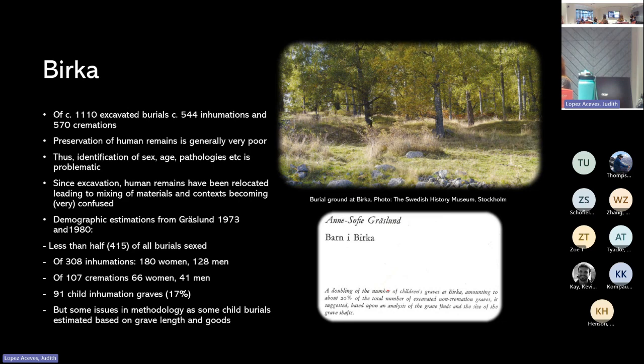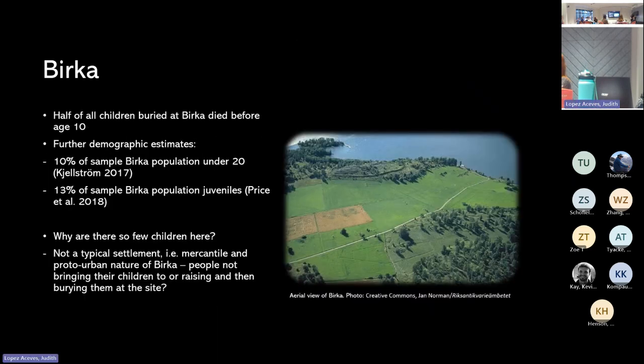91 child inhumations. Although, again, there are some issues here with methodology, as Ann-Sophie Gosselin has suggested that grave length and the goods involved might allow us to determine that more graves belong to children, even when there are no skeletal remains. I'm not entirely convinced, but it was an interesting idea in the 70s. Half of the children at Birka died before they were 10. So this again adds to some of the problems with intrinsic and extrinsic taphonomic factors.